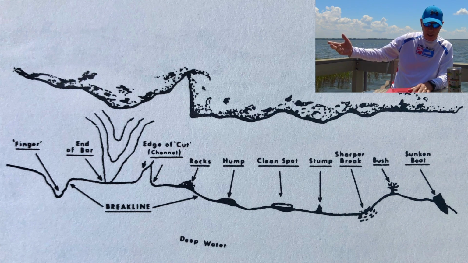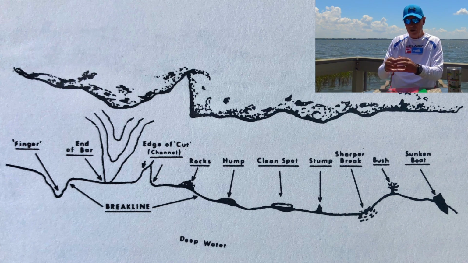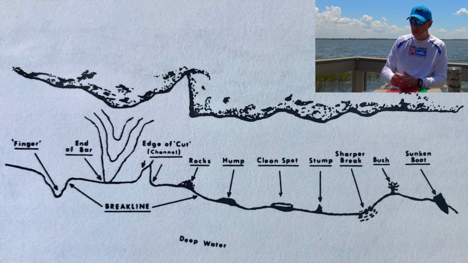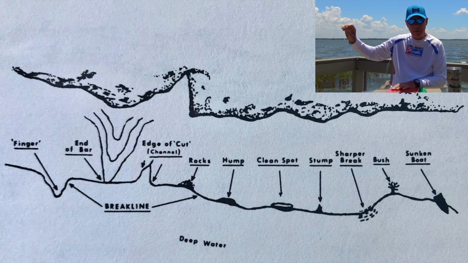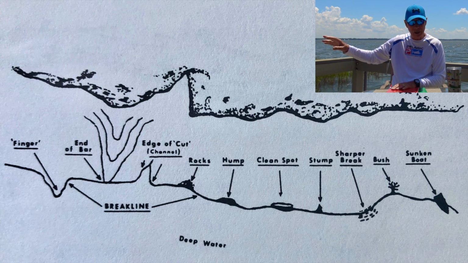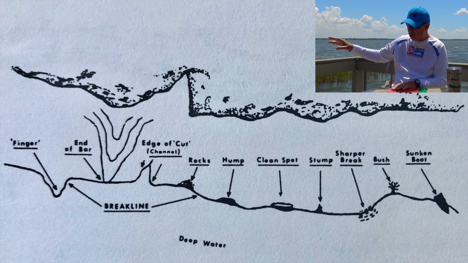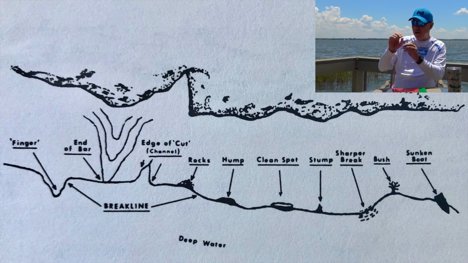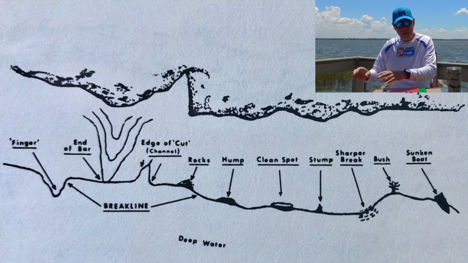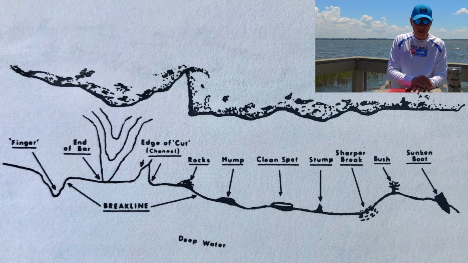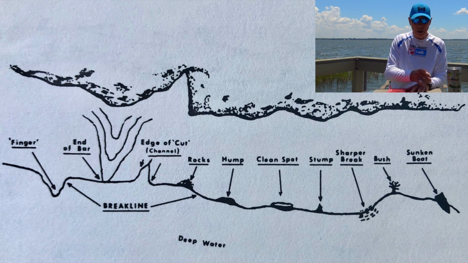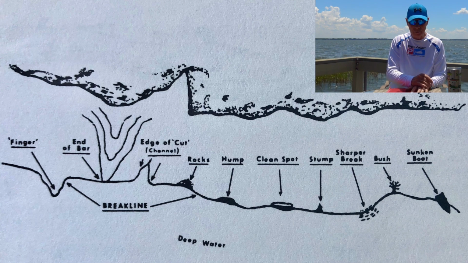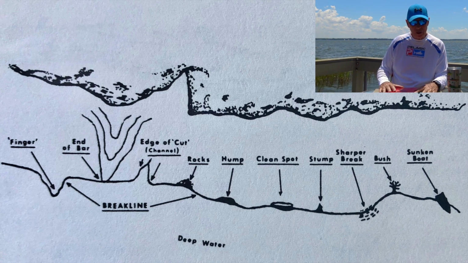And the next section we see, there's a rock pile. Again, something that's different on that break line. And the rock pile certainly is different. Next thing we're showing is a hump. That's different. And all of these breaks are possibilities for a contact point on your break line, on your drop-off, in your fishing situation. Now the next area we show there is a clean spot.